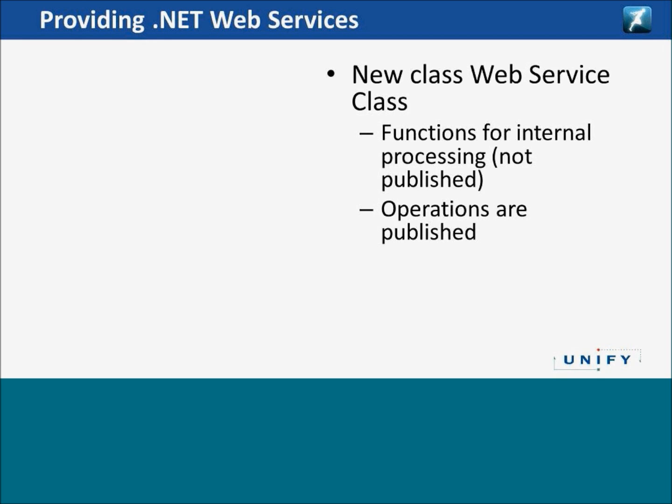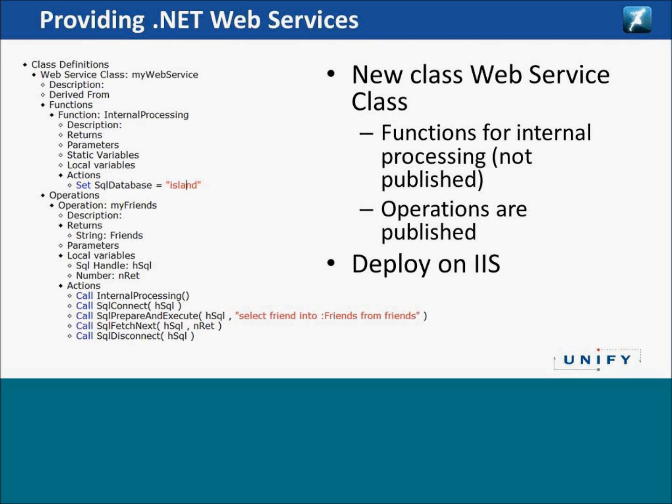So you have two types of things that you can program in a web service: operations, which are then published and made known to other applications via the WSDL file, and the internal functions that you use for your own programming. You will need to deploy those on IIS, on the Microsoft Internet Information Server. And this is how the outline looks.